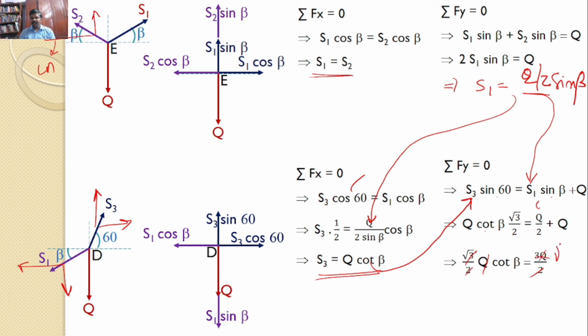And this is left with cot beta is equal to root 3. And you can find the value of beta. Beta is equal to 30 degrees, which is the answer for the given problem.